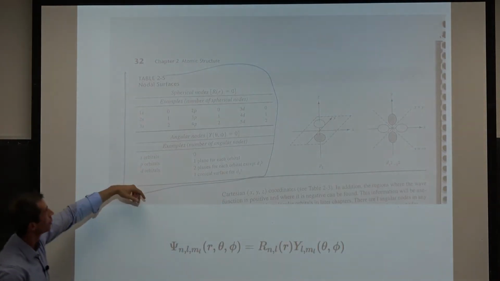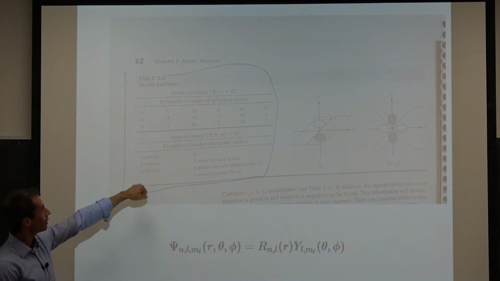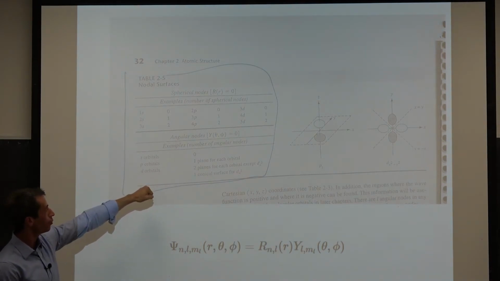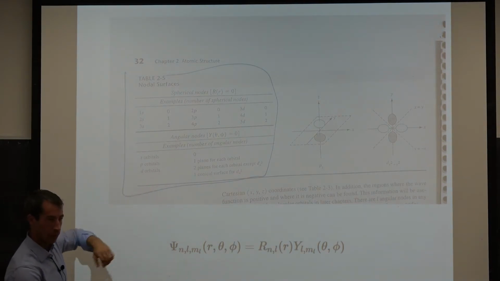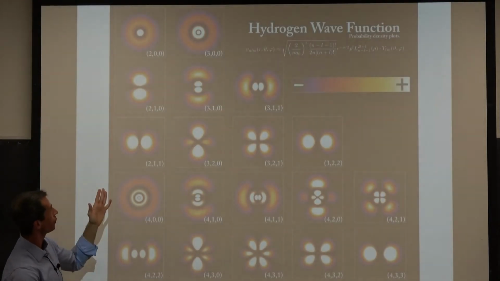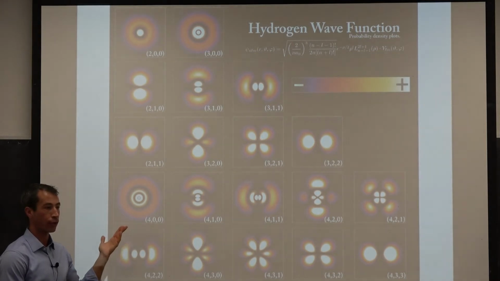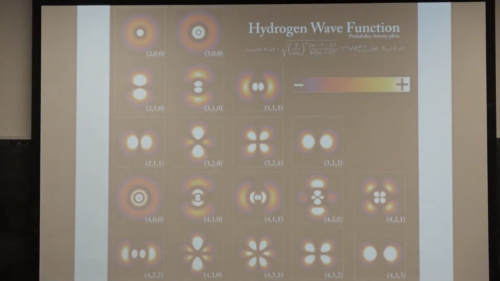Where's my cheat sheet? No, 3D is 0 radial nodes and 2 angular. Oh, thank you. That is a p. Yes. Okay, so then it has 1 radial node. Could you advise us on a resource where we could see these plots in 3 dimensions?